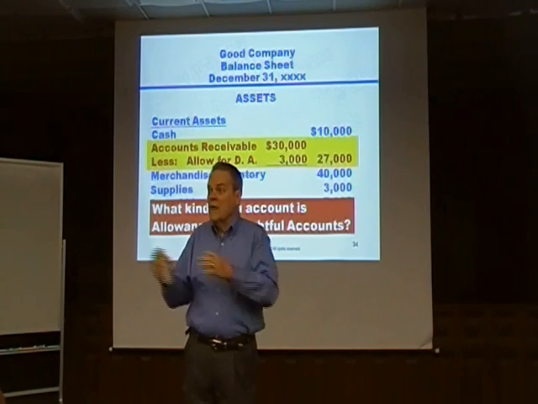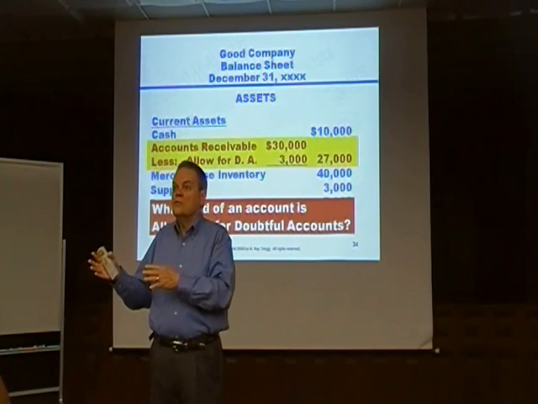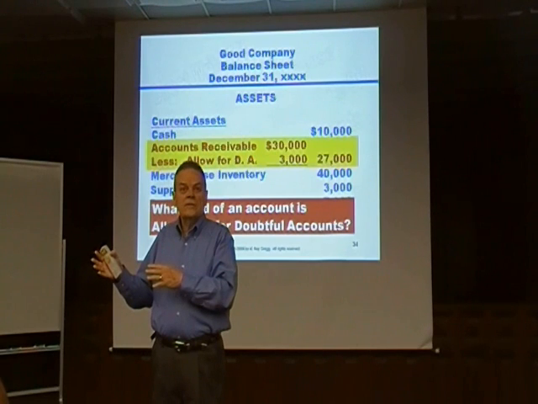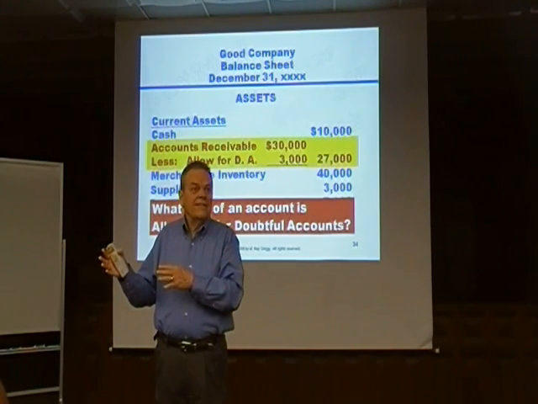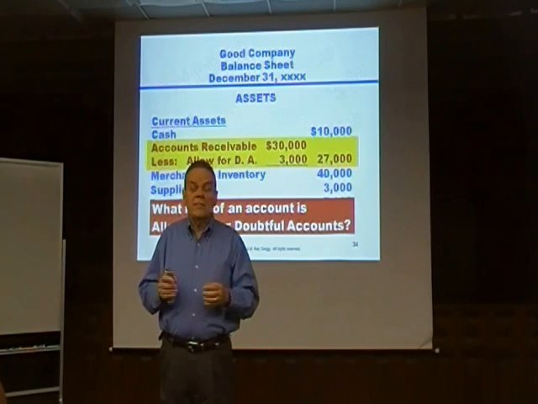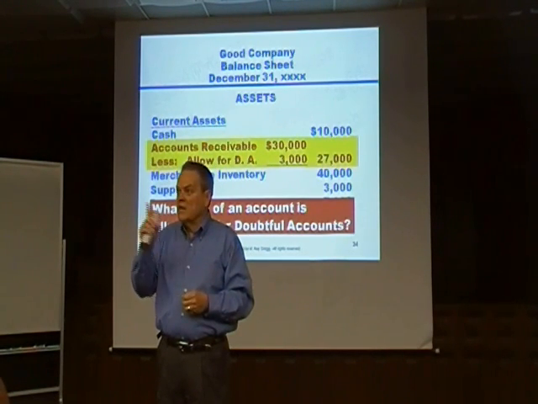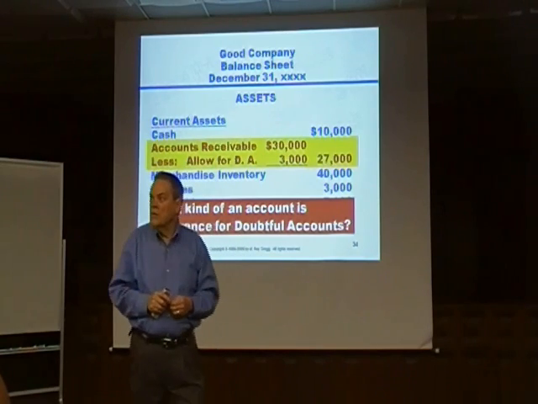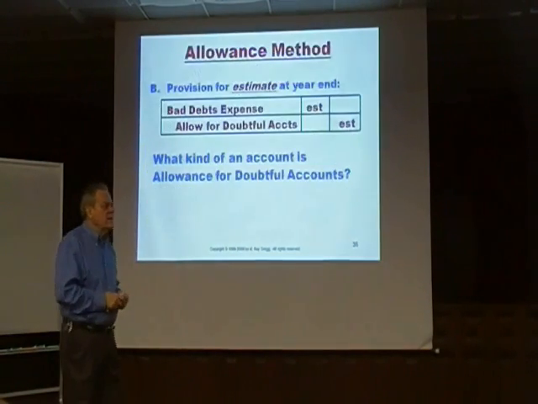Closed. Allowance for doubtful accounts, closed or not closed? Not closed. It goes on the balance sheet. It's contra receivables. It's contra asset. Is anybody with me right this minute? Yes. It's not closed. Yes or no? Yes. Good.